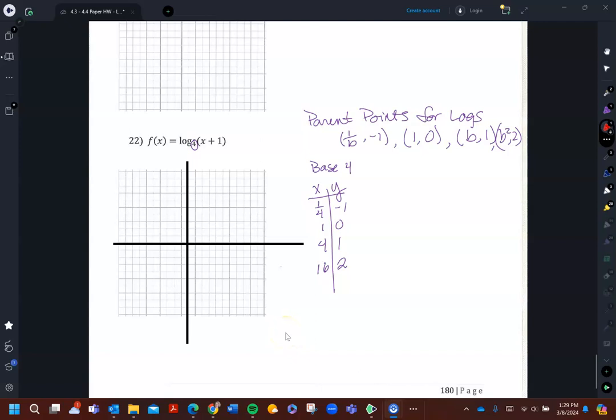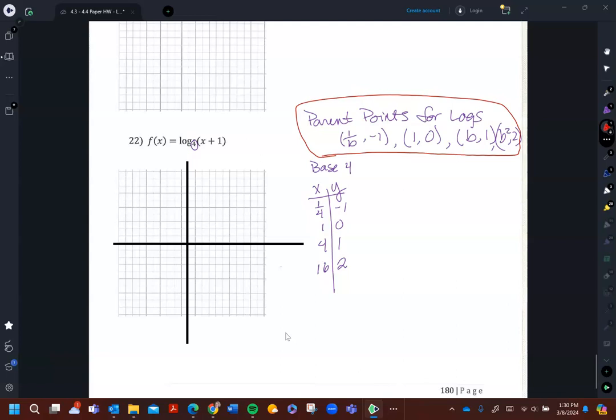This video goes with number 22 from the written work for logs, and it's another graphing one. So we have the parent points for logs right here: 1 over b and -1, 1, 0, b, 1, and then we can also do b squared and 2, b cubed and 3 if we need more points.